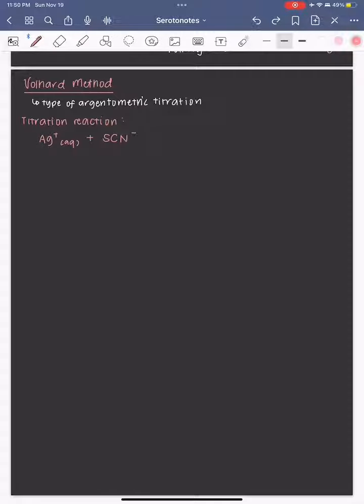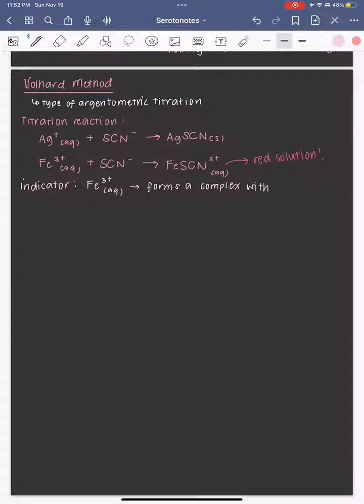Hello, for this video, we'll be discussing the Volhard method, which is another type of argentometric titration. The titration reaction is the reaction between your silver ions and thiocyanate ions to form silver thiocyanate. Your excess thiocyanate titrant reacts with your ferric ion to form the ferric thiocyanate complex, which is characterized by a blood red solution. The indicator for this titration is your ferric ions, which form a complex with your thiocyanate titrant. The endpoint is characterized by the formation of the red complex solution.